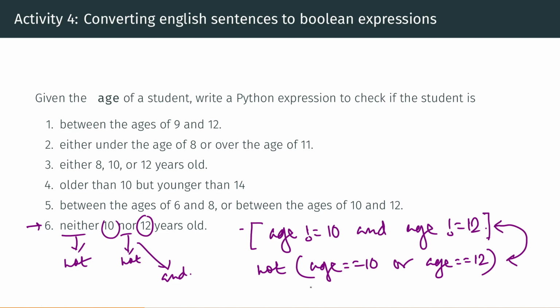In the second case, if the age is 10 or if the age is 12, this returns true, which means the not of that will return false. So if either one of them is true, the entire thing would be false. Both of them would have to be false in order for this entire thing to be true, which is the exact same thing as in the first statement. So the first and the second statements are equivalent. This is how you convert English sentences into Python Boolean expressions.